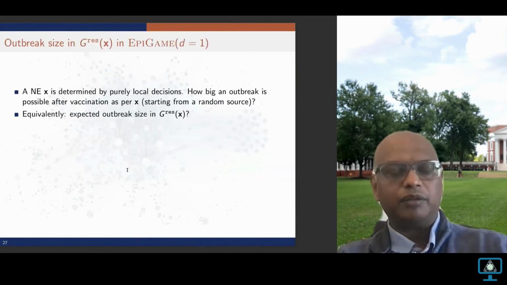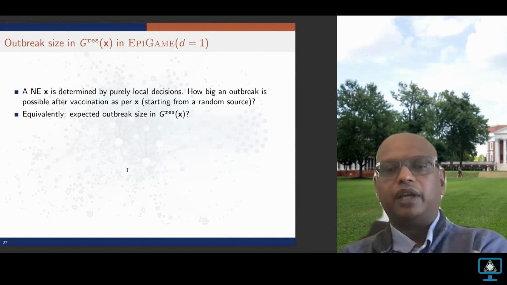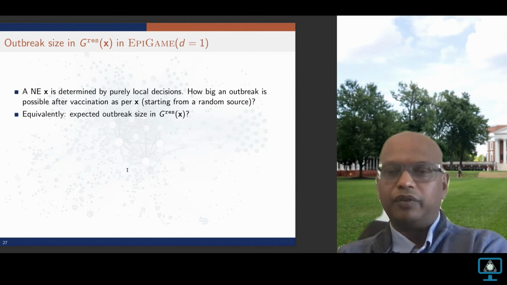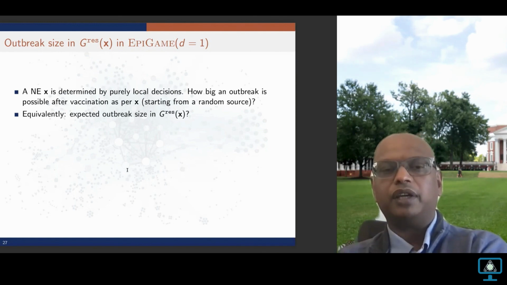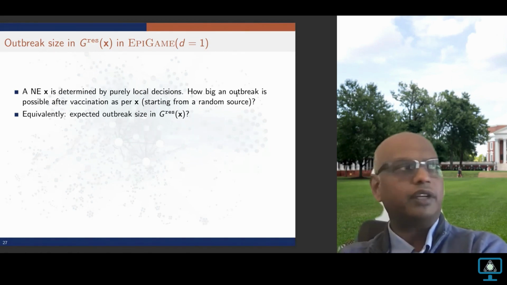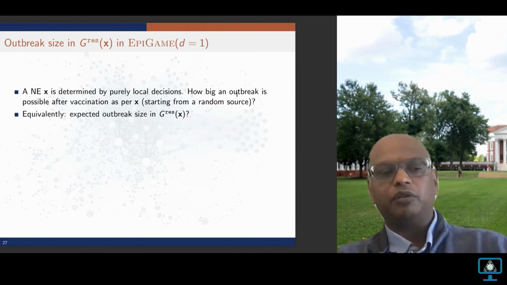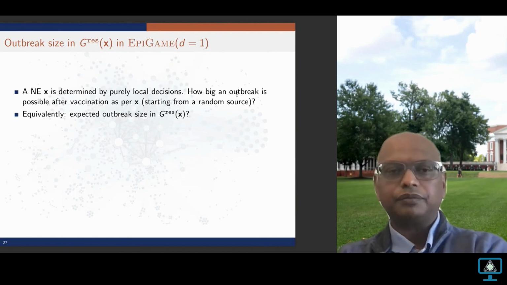One natural question which comes out is, if you take a Nash X, how big is the outbreak if you decide vaccinations based on that? The price of anarchy sort of gives us a bound, because it is the cost of the worst Nash over the social optimum, but it doesn't tell us explicitly about this outbreak size, because the total cost has two components. It's the cost of infections plus the cost of vaccinations. So what can we say about the expected outbreak size in this residual graph?